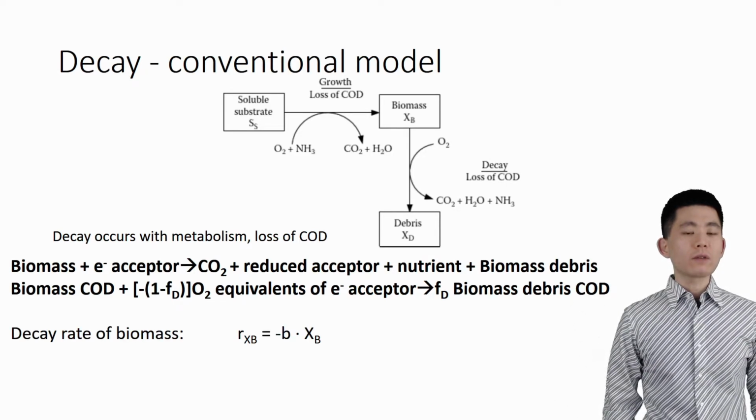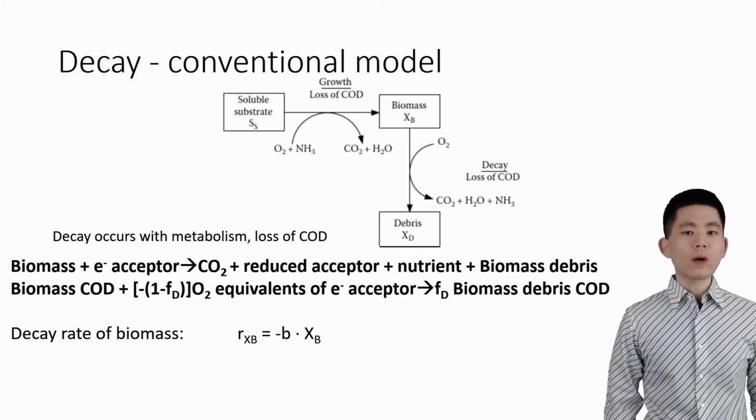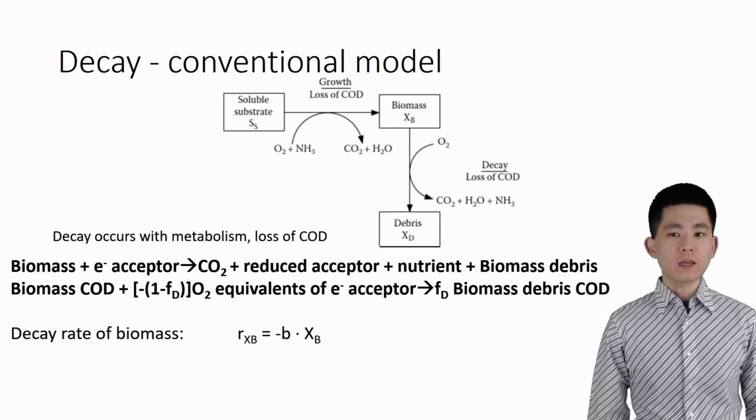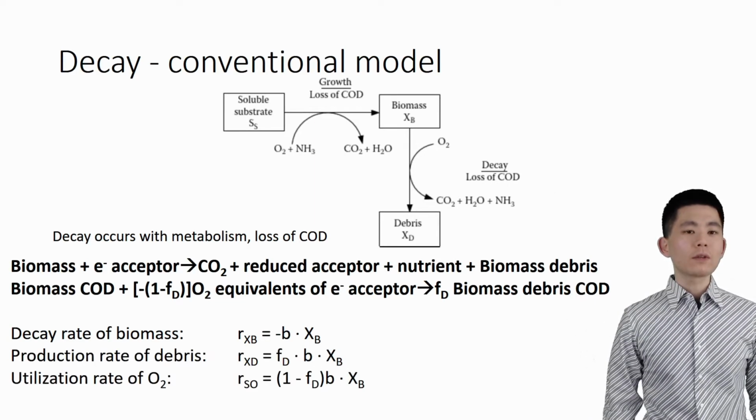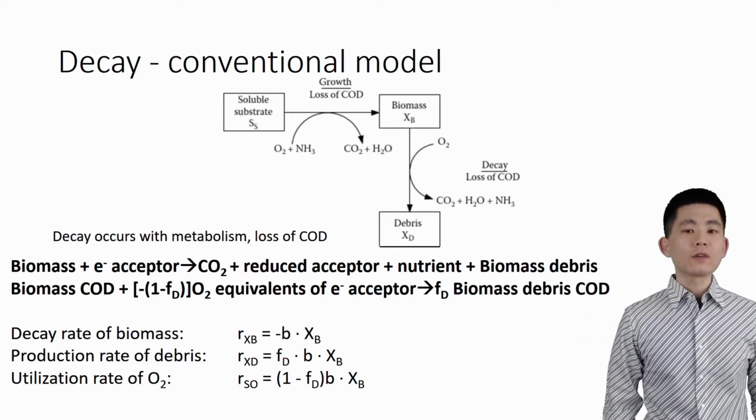The decay rate of biomass is first order in biomass concentration. b is the specific decay rate. Its unit is per time. Then we can write the kinetic equation for debris production and oxygen utilization based on stoichiometry.